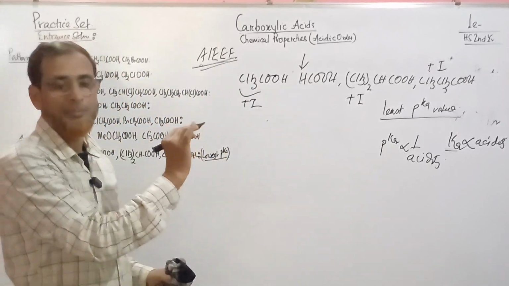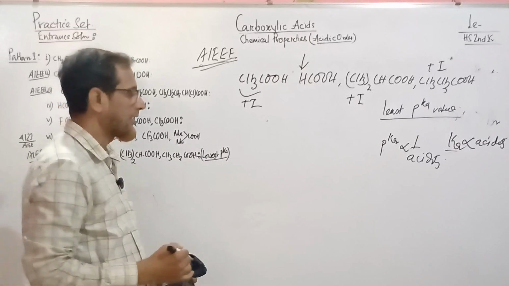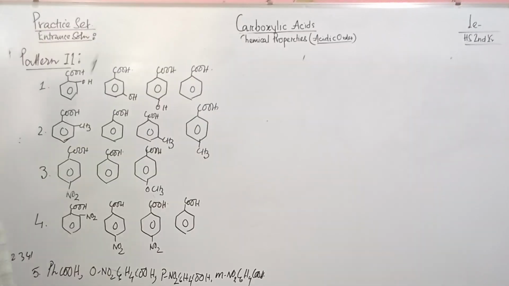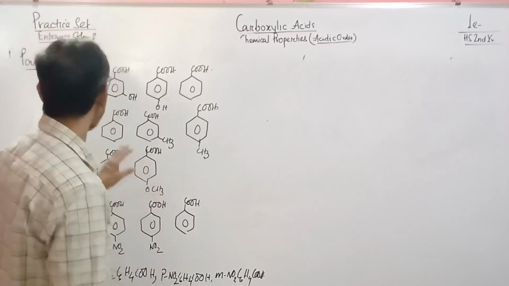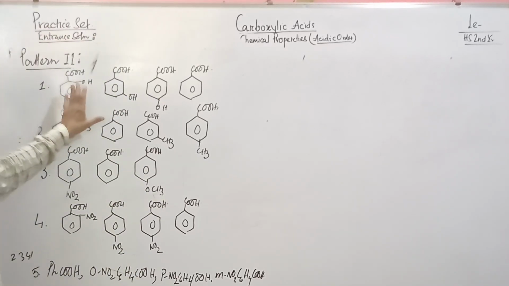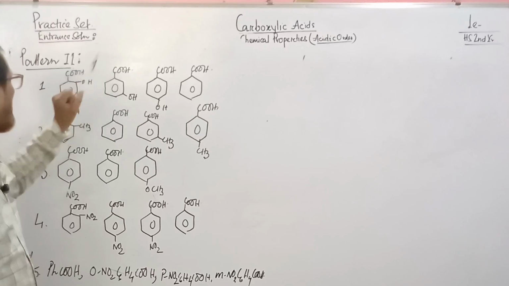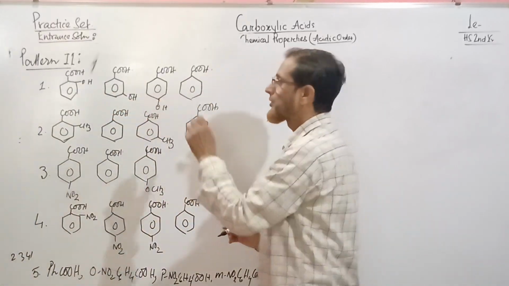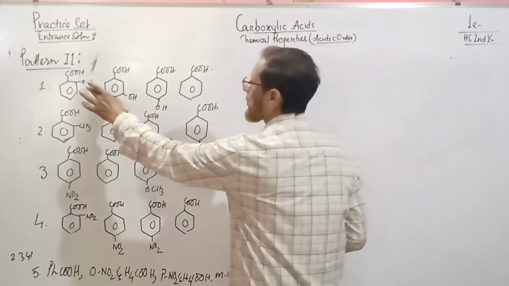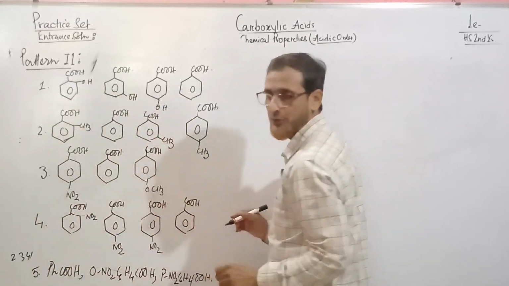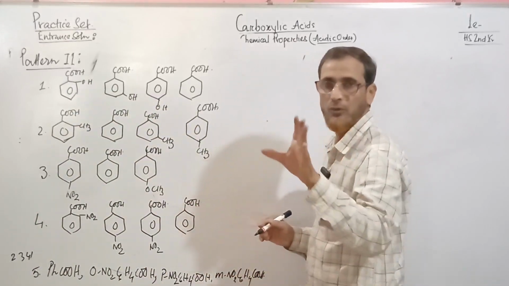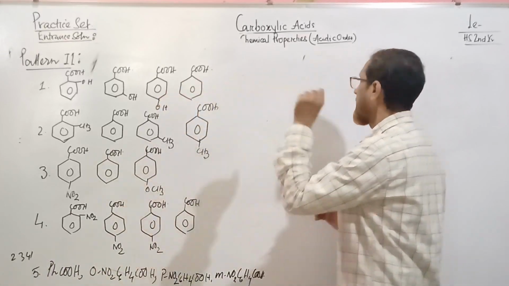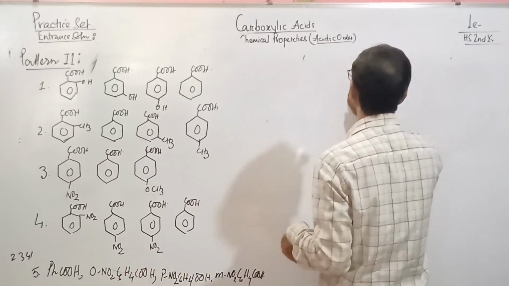So this is all about the pattern 1. Now let us explain the pattern 2. So pattern 2 starts with all aromatic carboxylic acids. Am I right? So there is something to be mentioned here, that ortho, meta and para positions have some effect. One is called ortho effect. Am I right? So before this, let me explain ortho effect, para effect and meta effect.